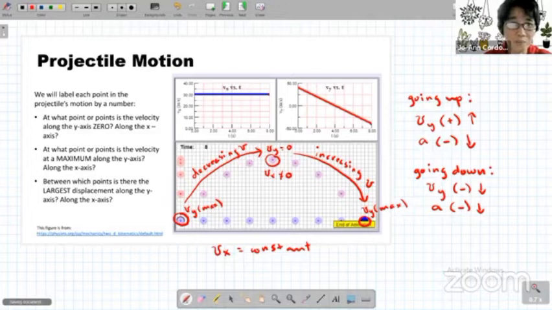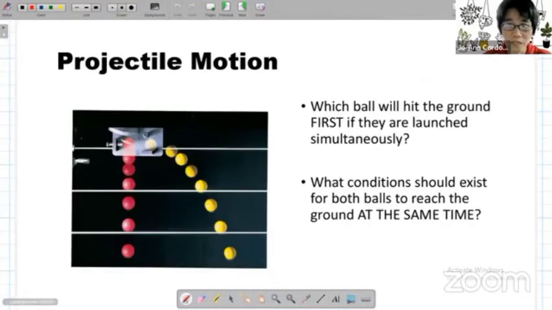Okay, so let's move on. Okay, now, this is a very common thing that is discussed in acceleration. And what we have here is actually a ball. We have the red ball is supposed to be dropped to the ground and the yellow ball is supposed to be in projectile motion. So the question we have here is which ball will hit the ground first if they are launched simultaneously? Alin po kaya ang bola na ano?